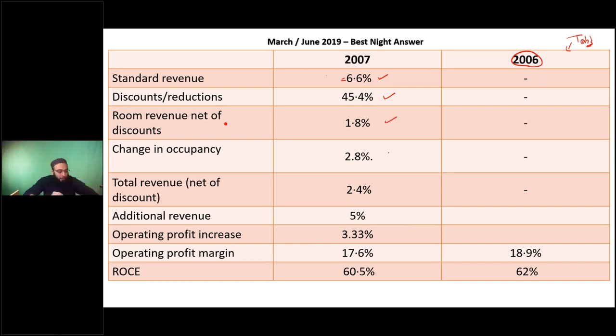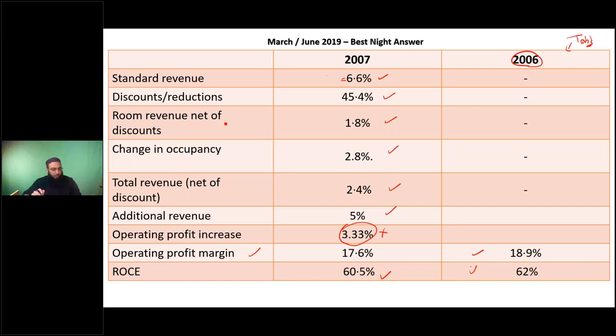Change in occupancy, percentage change of the occupancy. Total revenue net of discount is this one. This is the total revenue including the food and bars as well. Additional revenue, food and bar, operating profit increase. This is one additional one I didn't mention in the working area. If you don't work out this, that's fine, because if you're working operating profit margin, it doesn't matter. And the rows, and then the average score we have, right?